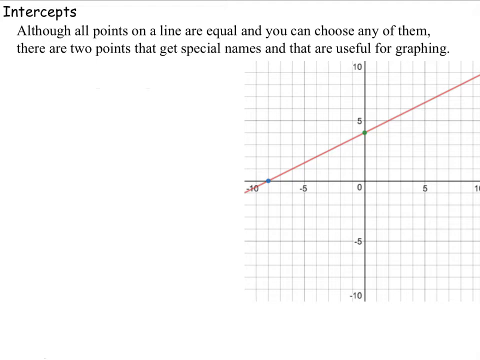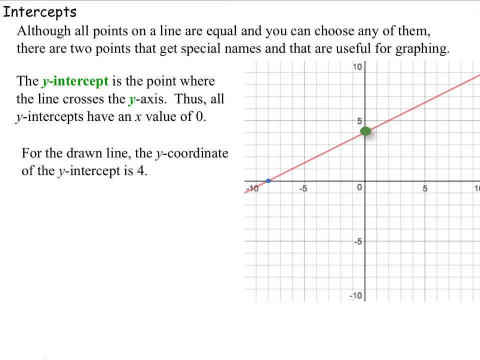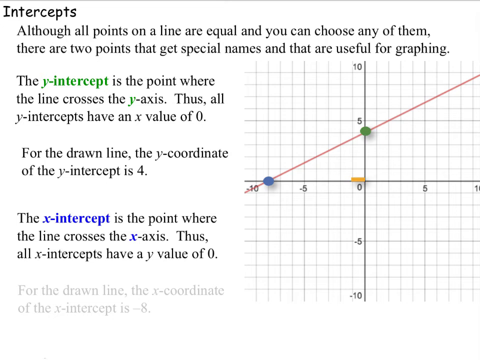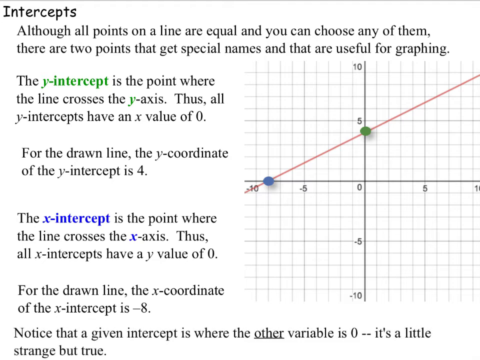Although all points on a line are equivalent and you can choose any of them, there are 2 points that get special names and that are useful for graphing. The y-intercept is the point where the line crosses the y-axis. Thus, all y-intercepts have an x value of 0. For the line drawn, the y-coordinate of the y-intercept is 4. The x-intercept is the point where the line crosses the x-axis, and thus all x-intercepts have a y value of 0. For the line drawn, the x-coordinate of the x-intercept is minus 8. Notice that a given intercept is where the other variable is 0. It's a little strange, but true.